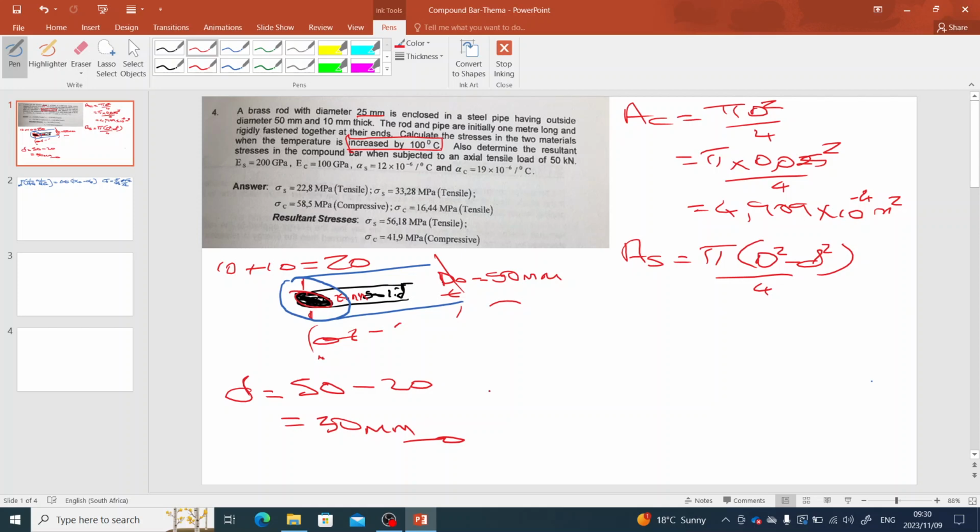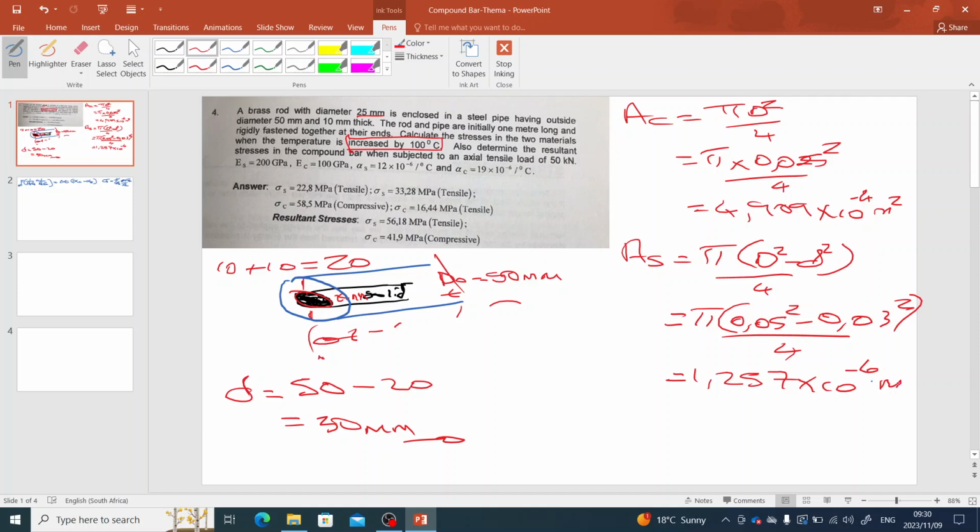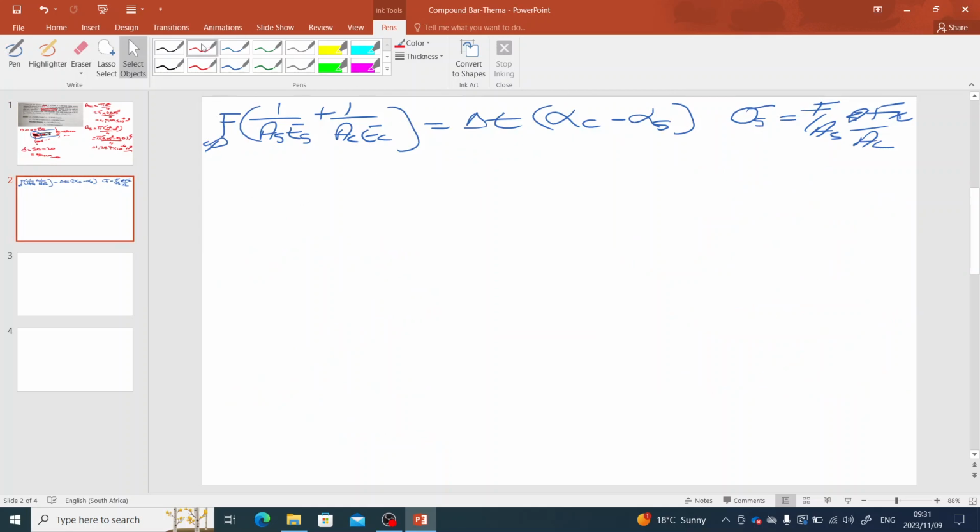Now we've managed to calculate the smallest diameter, the inner diameter, so we can calculate the area. It is pi times 0.05 squared minus 0.03 squared, close bracket, divided by 4. Then I get my area as 1,257 times 10 to the power negative 6 m squared. That's what I got as my area. Now we've managed to calculate the areas, so we can come to this formula and calculate our F.